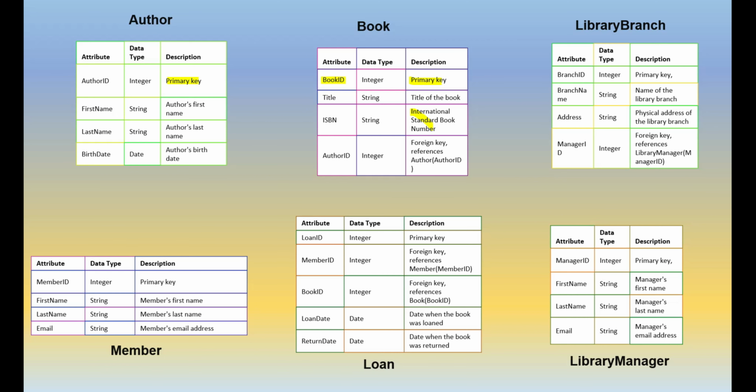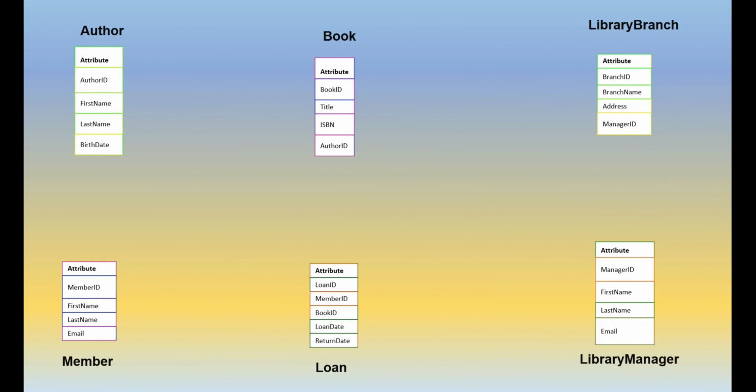The next step is we need to build a relationship between them. So we will just simplify this table by removing the data type and the description. So this is the author table and these are the attributes, then the book table. Similarly, all of this is whatever we have seen in the previous slide. We are just bringing the attributes here. Okay, so now we want to build the relationship.